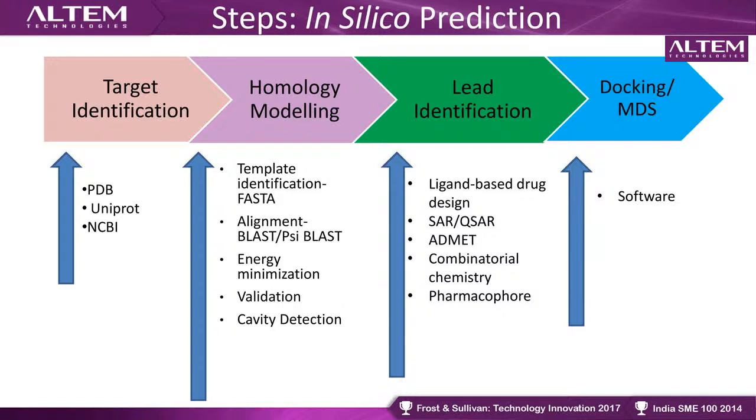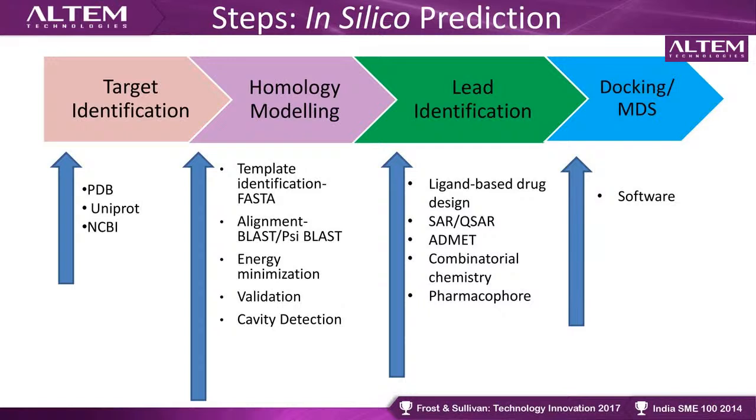But what if you don't have those 3D structures? Then homology modeling comes into the picture, right? We need to identify all those FASTA sequences. We need to align them with the help of BLAST search. We are doing those alignments. Then we need to go for the energy minimization process. Of course, validation is the most important step at each and every stage here. Then we can identify the cavity of our 3D structure.